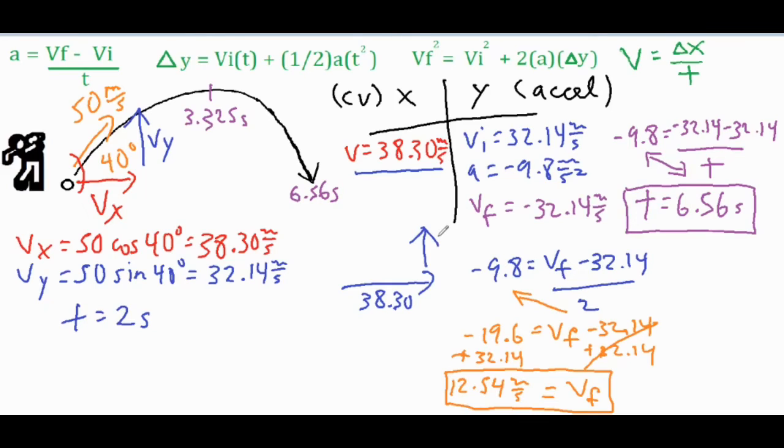Okay, so that means that this part of the triangle is going to be 12.54. Now, that means at 2 seconds, we have a combination of this horizontal component, which stays the same, and we have our new vertical component of 12.54. So if we just use the Pythagorean theorem, then we can go ahead and find the overall velocity right over here.